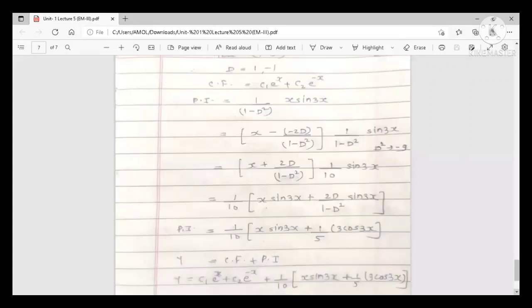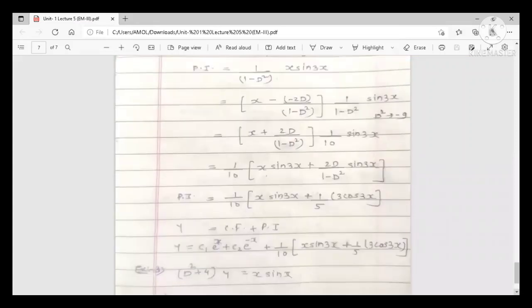And then the general solution is y is equal to CF plus PI, which is equal to c1 e raised to x plus c2 e raised to minus x plus 1 by 10 in brackets x sine 3x plus 1 by 5 in brackets 3 cos 3x. This is the general solution.